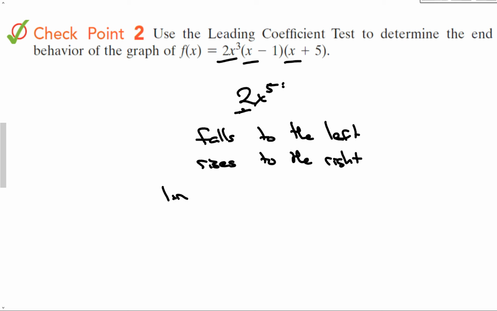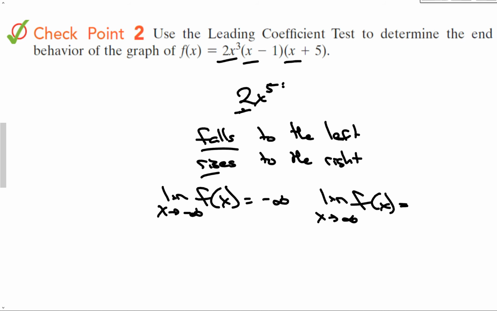So the limit as x approaches negative infinity of the function is going to be negative infinity. The limit as x approaches positive infinity of the function is infinity because it's rising. Okay?